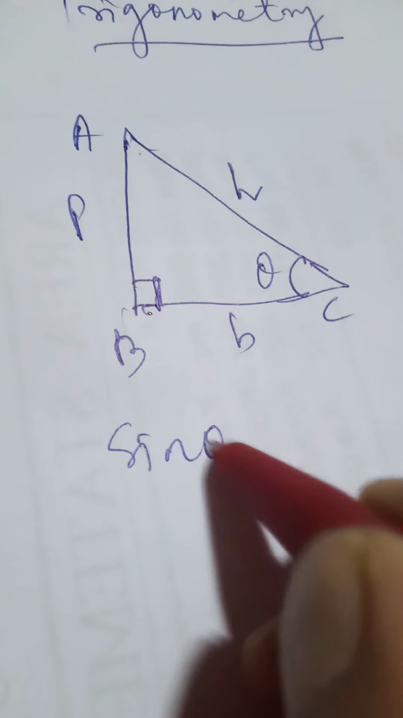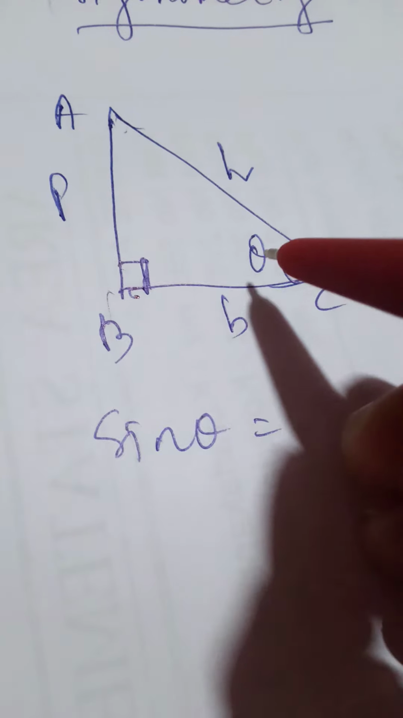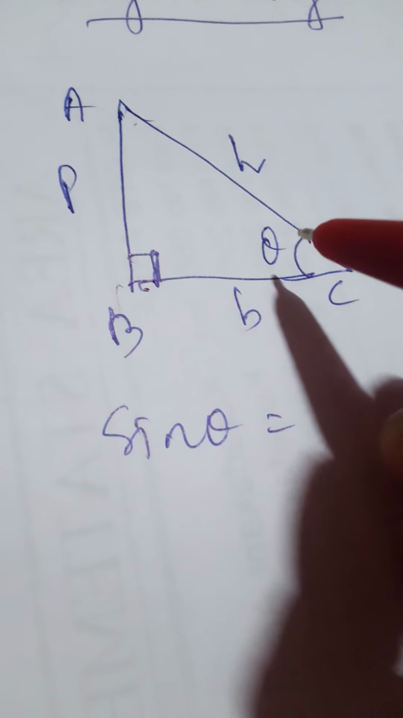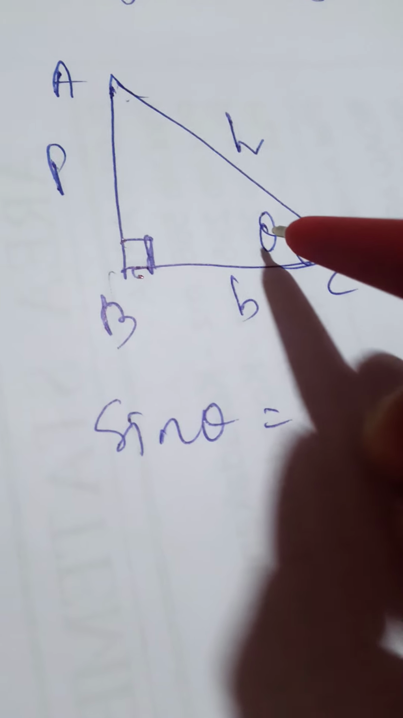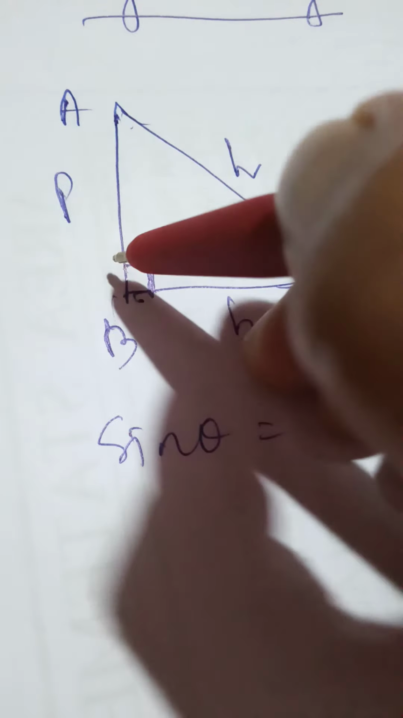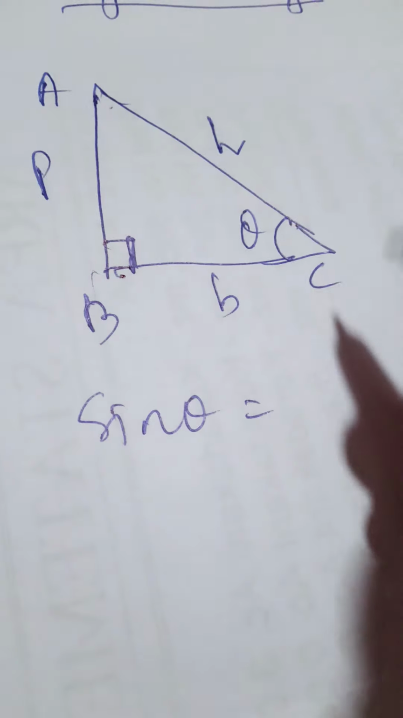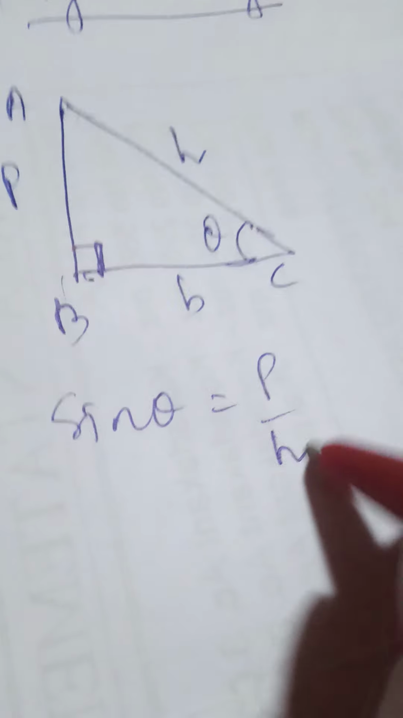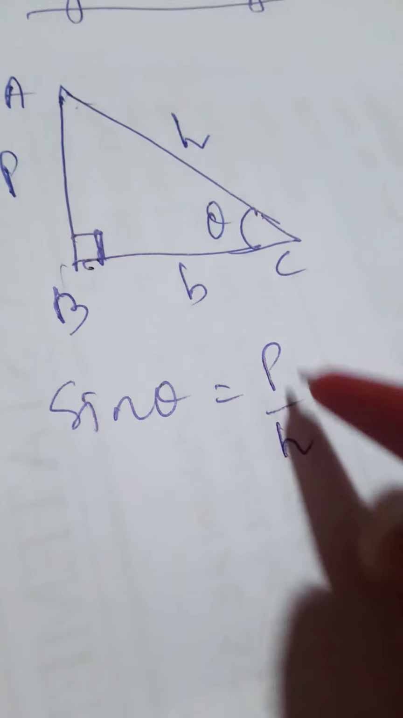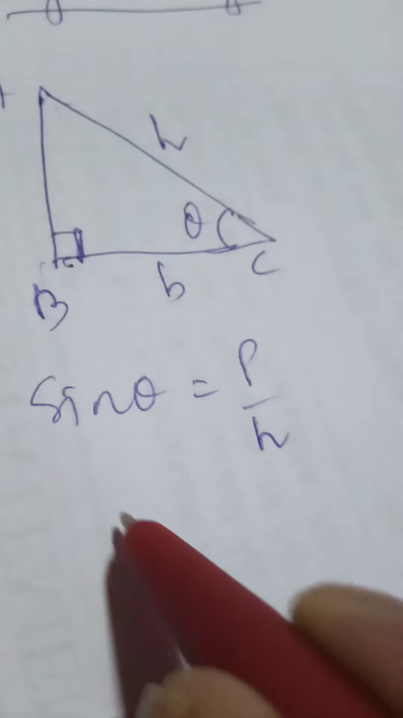They are, one is sin theta. Sin theta, how to find out? Sine of theta can be found out by taking the side which is just opposite to this angle theta. The side opposite to this angle is the perpendicular, divided by hypotenuse, H. So P by H is the ratio which gives you the value of sin theta.